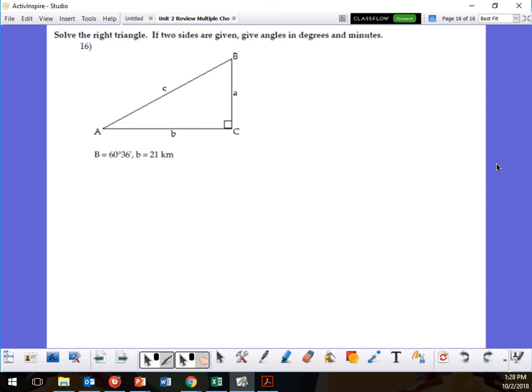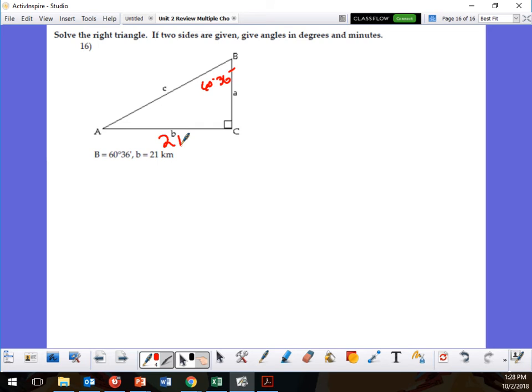Okay, so we're going to solve this one. This one actually requires work, and a calculator won't do it for us. So going through, finding these out. So B, that's going to be here. It's going to be 60 degrees, 36 minutes. Little b is 21 kilometers. So we're solving the whole thing, right?